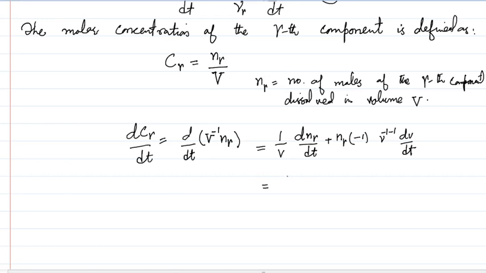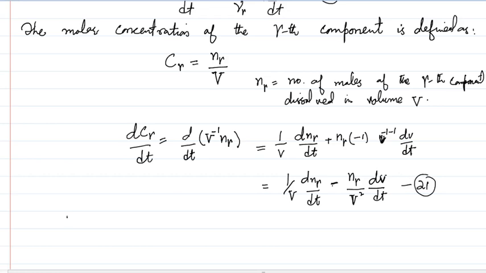So this will turn out to be this relation: dC gamma upon dt will be equal to 1 upon V dn gamma upon dt, actually this is minus, so it will remain as minus n gamma, and it will be V raised to the power minus 2, so we can write it as minus n gamma upon V square, this is V here, V square, and dV upon dt. So this is equation 21.